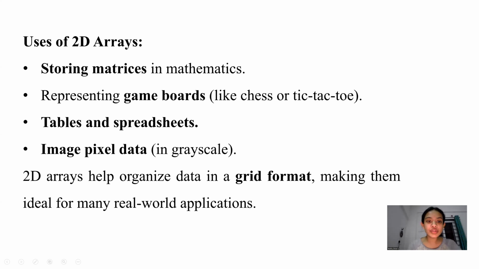So what are the uses of a two-dimensional array? It is used for storing matrices in mathematics, because there will be rows and columns, m cross n. We also use it for representing game boards like chess or tic-tac-toe, tables and spreadsheets. So wherever rows and columns come into the picture, we'll use a 2D array. Image pixel data in grayscale: an image is made up of pixels, as we discussed earlier. So 2D arrays help to organize data in a grid format, making them ideal for many real-world applications.